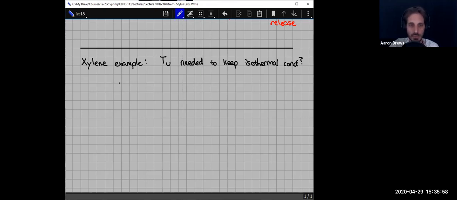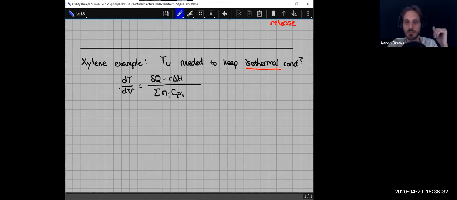system operating isothermally. So if we wanted to solve that, we would start with our general energy balance and say dT/dV is equal to our delta Q minus R delta H divided by the sum of Ni Cpi. But we said it was isothermal, right? So our isothermal case, kind of as we saw in the CSTRs, when you have an isothermal case, the energy balance simplifies quite a bit. You can just solve the material balance first and then look at the energy balance.